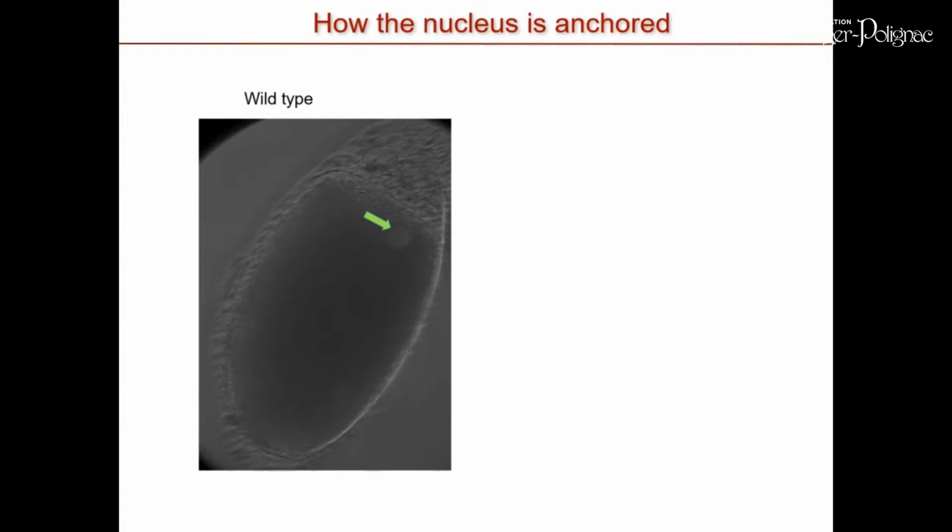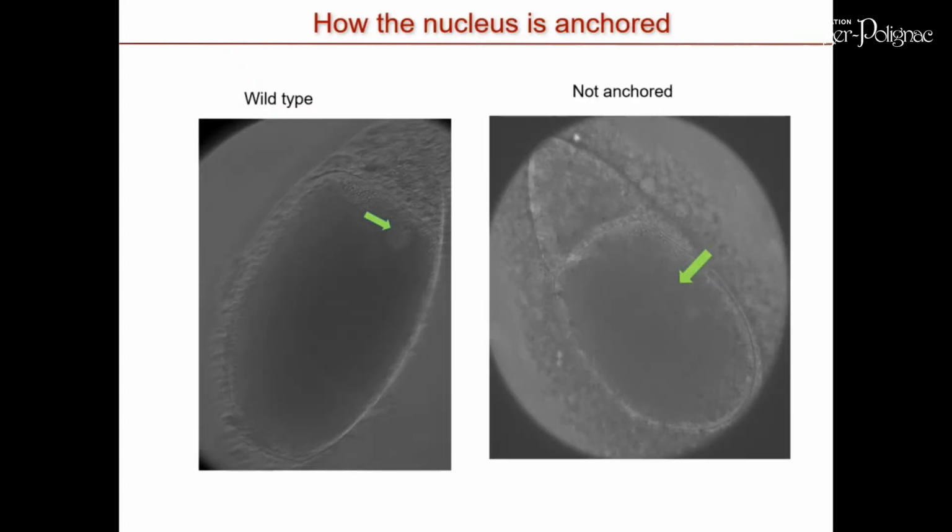This is an important issue because, as you can see, well, I hardly see, but there is a very important cytoplasmic flow inside the oocyte, and the nucleus has to stay anchored in order to resist this flow. Indeed, if the anchorage of the nucleus is failing, as you can see here, the nucleus is going to move and be carried away in the flow.